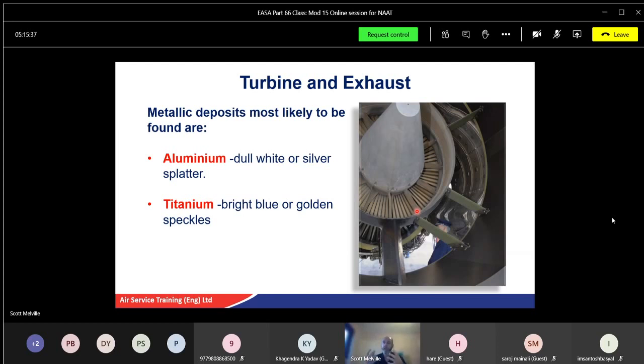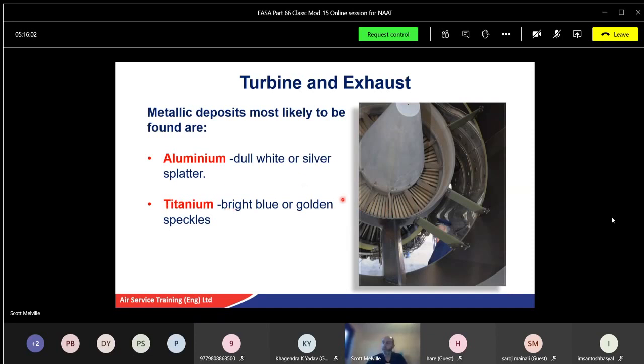So any streaks, which normally at the end, they do get a dirty engine, but if it's working correctly, it should be dry and relatively all the same colour all the way around. If you start seeing localised areas of colour, that's not a good sign. That's maybe, you know, we're not quite getting there. And any bits of debris, either white or silver, is aluminium, blue or golden is usually titanium.